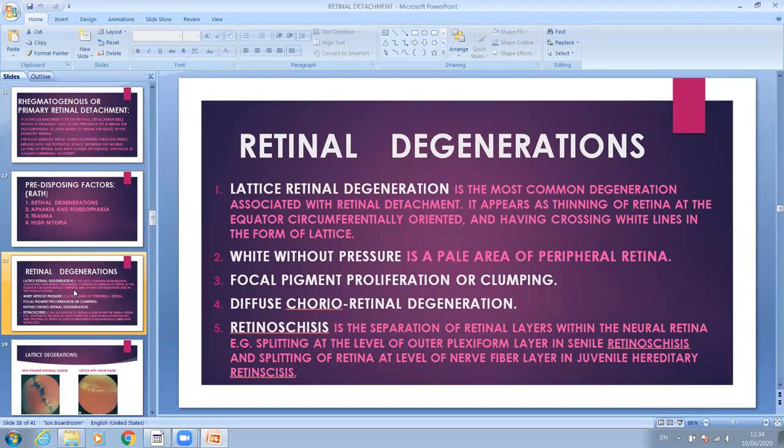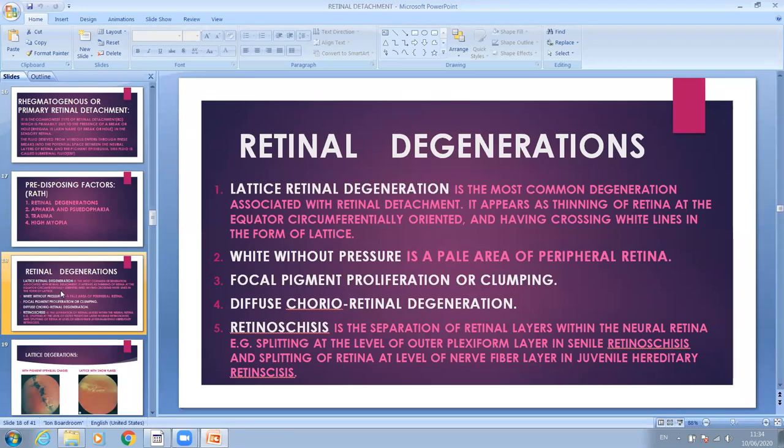So there is thinning of that part of the retina, with a few of the fibers crisscrossing. Let me just show you a few of these pictures of lattice degeneration. Then there is white without pressure. This is again in the pale area of the retina.